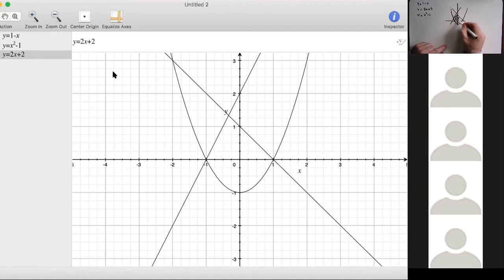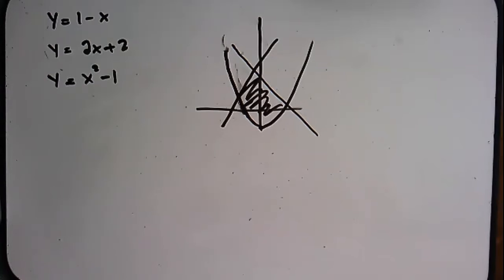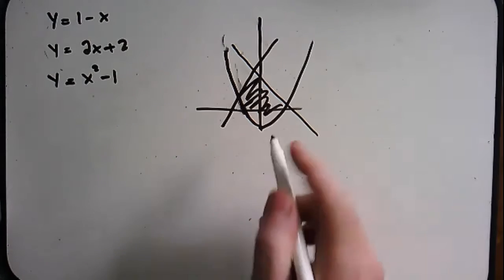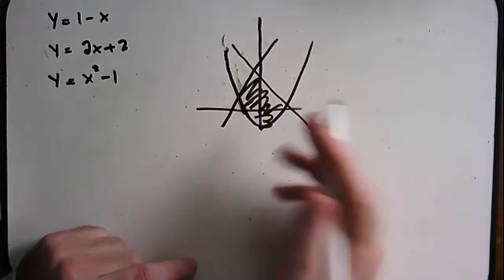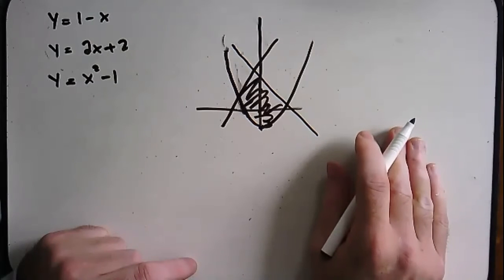I'm looking for the region in between. Okay, so I'll go back to the whiteboard, I think. All right, so I just sort of sketched what we're trying to do here. I don't need to graph this accurately. I'm not trying to solve this graphically. I'm going to do it algebraically.